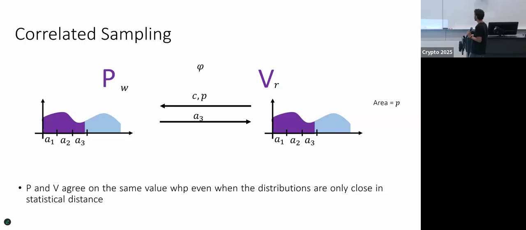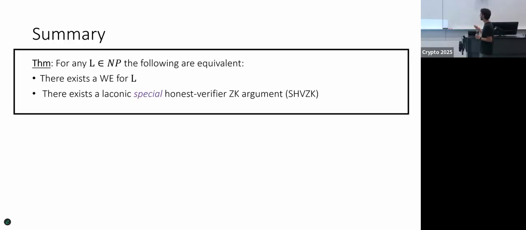And this actually works also in the case that the distributions are only statistically close, which is actually what we get from the proof system. And this gives us a witness encryption protocol. Okay, so to summarize, we showed an equivalence between witness encryption and laconic special honest verifier zero knowledge arguments.